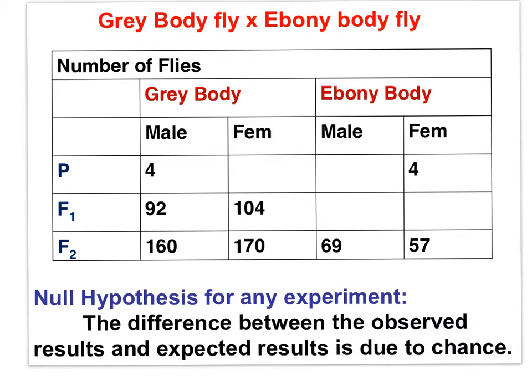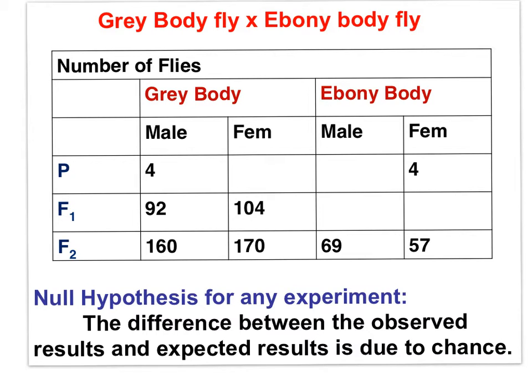Here are the numbers for the gray body fly crossed with ebony body fly from parents all the way through F2. Notice immediately that for the F1, 100% gray was expected and 100% gray was the result. If the result came out any other way, we would start over with a new hypothesis. Literally, we would back up and begin with a different experimental hypothesis. But in this case, we can move forward. Notice the F2 shows large numbers of gray and smaller numbers of ebony.